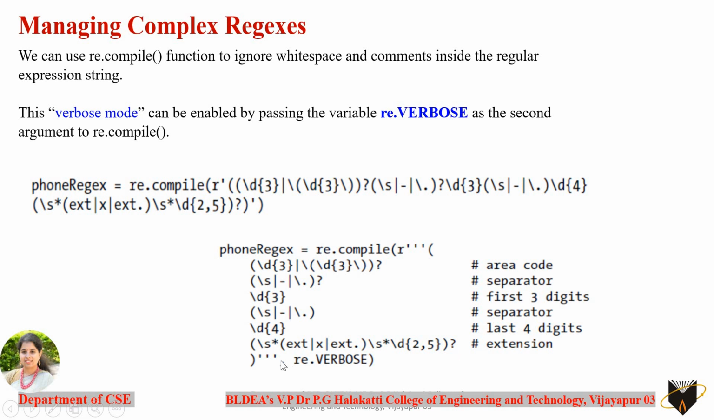So how is it done? After completing the design of the pattern, end it with triple single quotes followed by a comma, and include the second argument for this compile method as re.VERBOSE. This argument tells that all the multiple spaces along with the comment lines need to be ignored when executing the program.